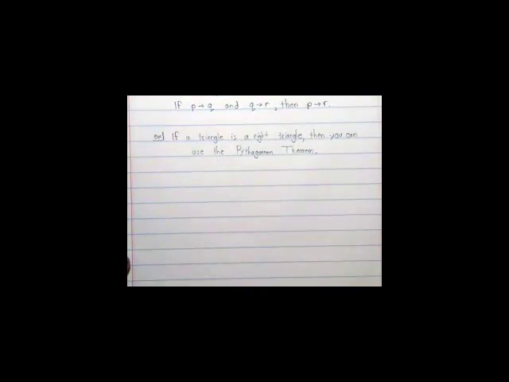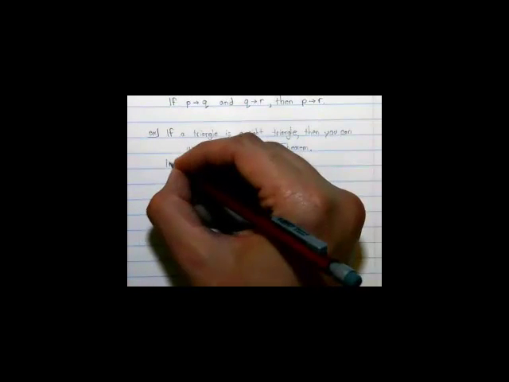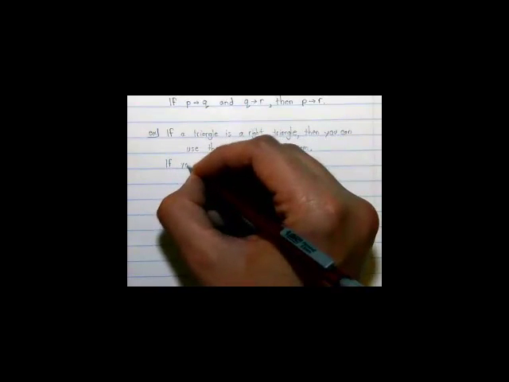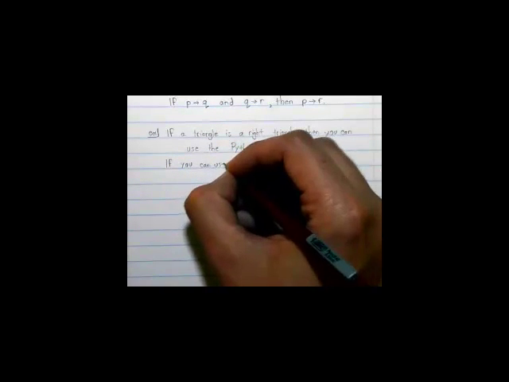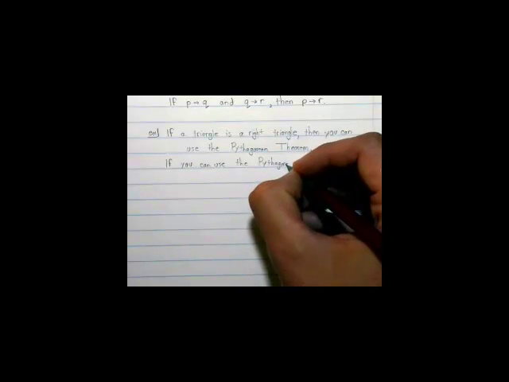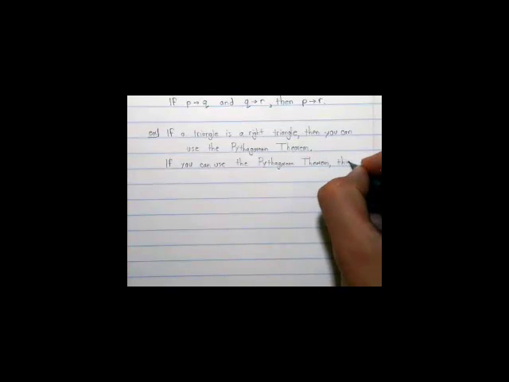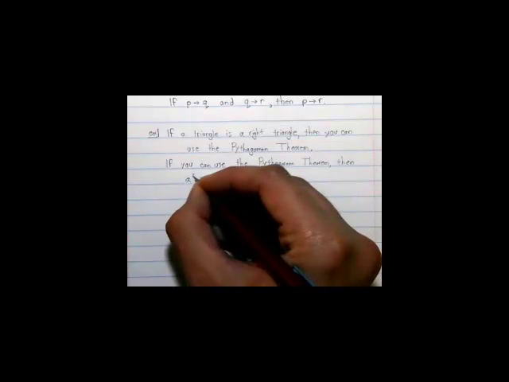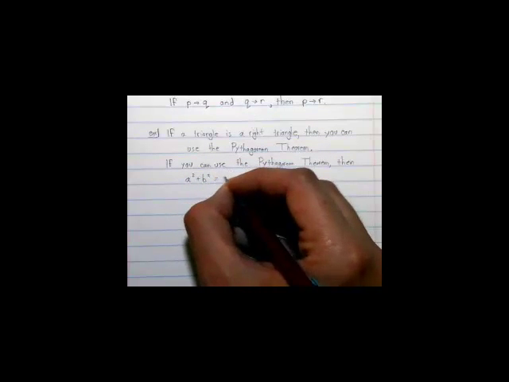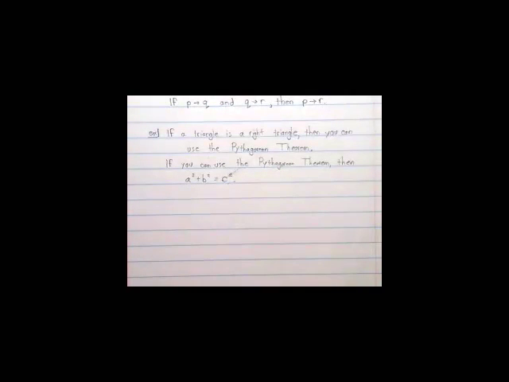So, conditional statements to get this one started. My first one is, if a triangle is a right triangle, then you can use the Pythagorean theorem. And my second statement, if you can use the Pythagorean theorem, then a squared plus b squared equals c squared.